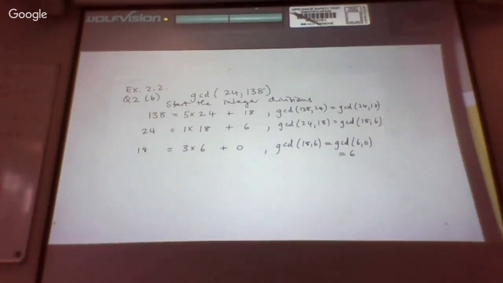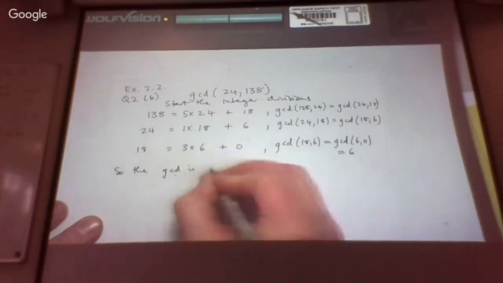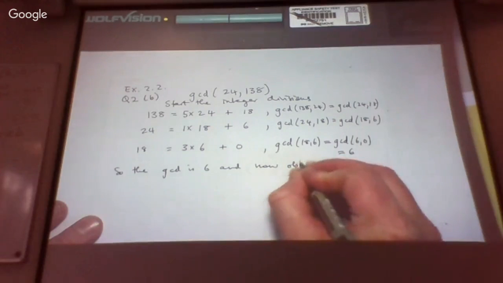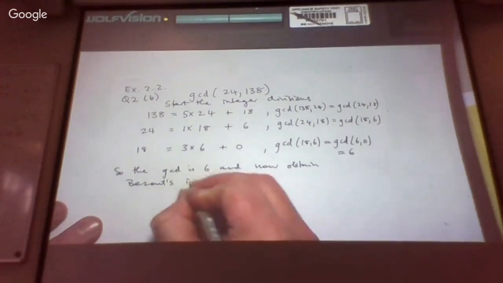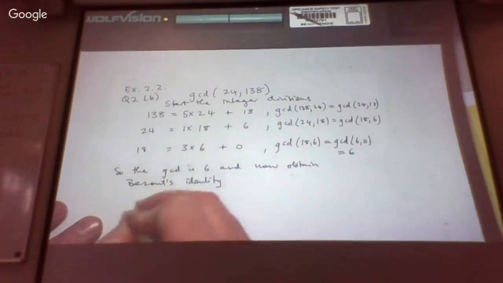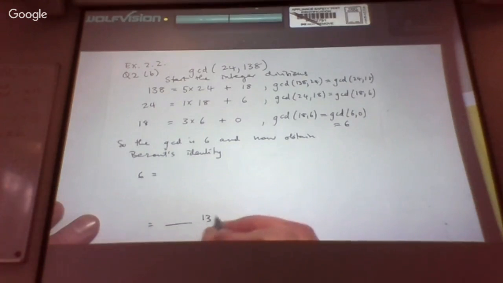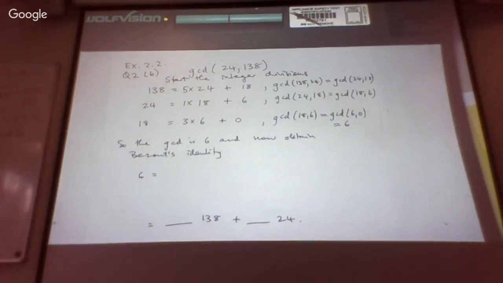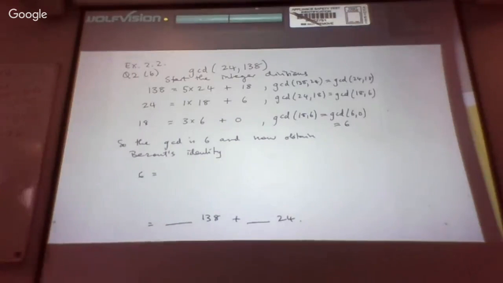And now we can obtain the linear combination, Bezout's identity for this. So we want a linear combination of 6 as something times 138 plus something times 24. That's what we're aiming for. Now we have to start. It would have been better if I had 4 or 5 integer divisions just to get a real feel for how it's working. So it's maybe quite short.